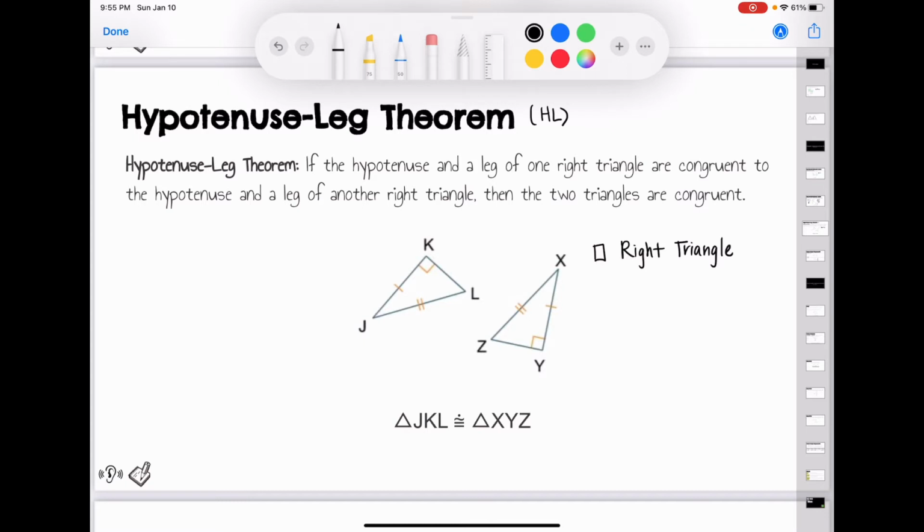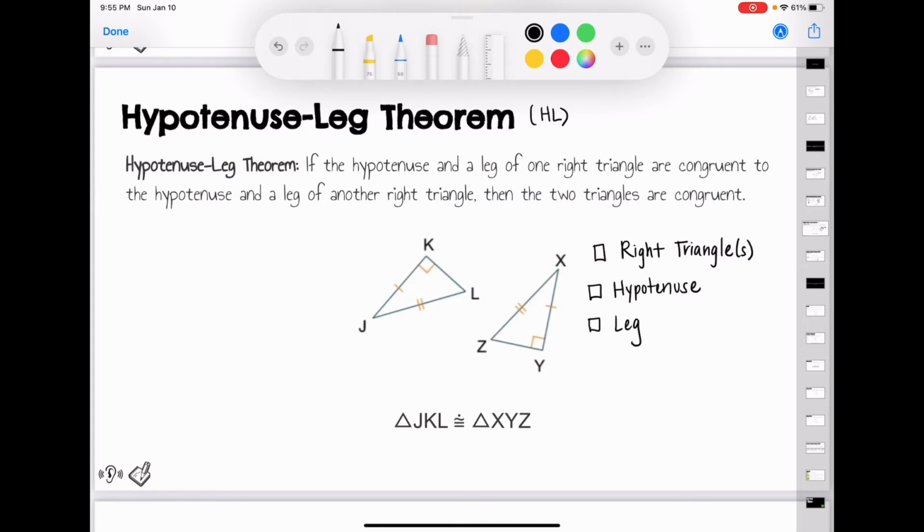Once we know that we have two right triangles, then we have to just prove that the hypotenuse is congruent and that the leg is congruent. Okay? Once we can prove all those things, we can prove that these two triangles are congruent to each other using the HL theorem. So you may be asking, what is a hypotenuse and what is a leg?